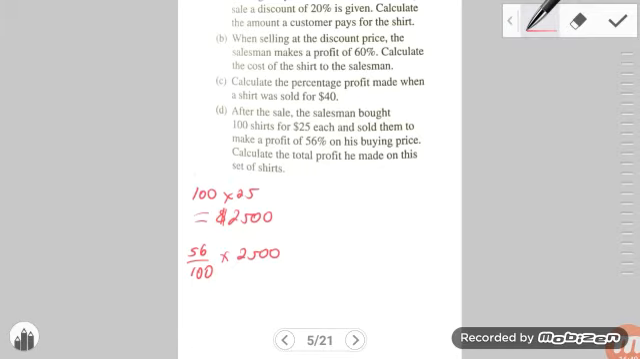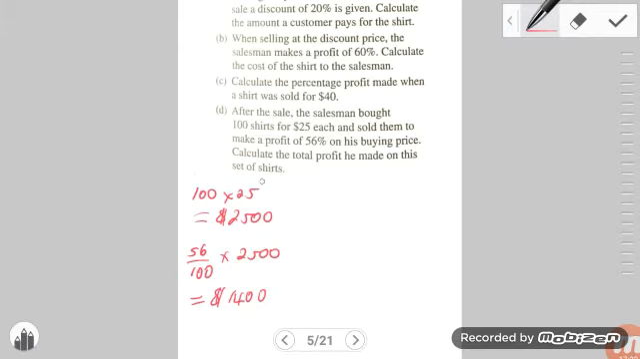So by doing the math here, 56 divided by 100 multiplied by 2,500, he would be making $1,400 profit on this. Okay, so that's what the 56% is equivalent to, $1,400. Let's continue reading. We are to calculate the profit he made on the set of shirts. That's it. That's the profit that he would have made on the set of shirts, $1,400.